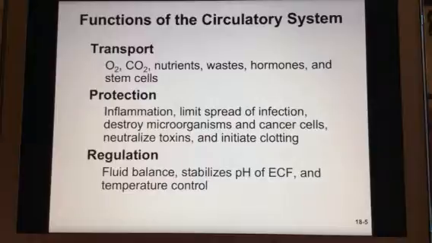Blood protects by going to the source of inflammation. It limits the spread of infections and helps to destroy possible cancer cells, and also initiates clotting. We'll talk about the process of clotting in this chapter as well. It also regulates our fluid balance, keeps our pH at a stable level, and helps with the control of our inner temperature.